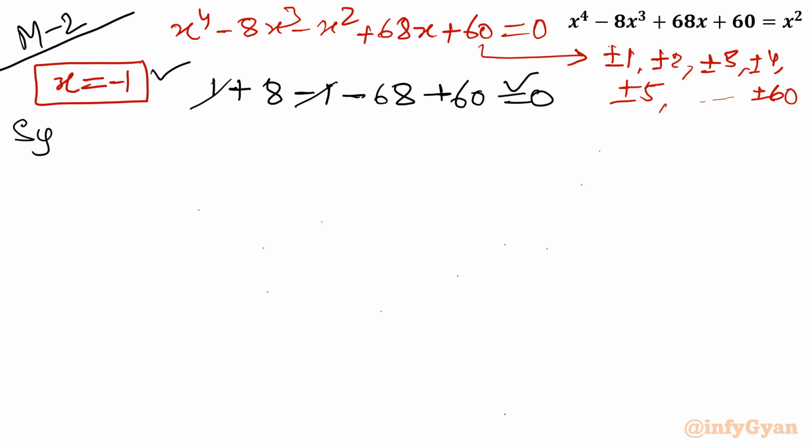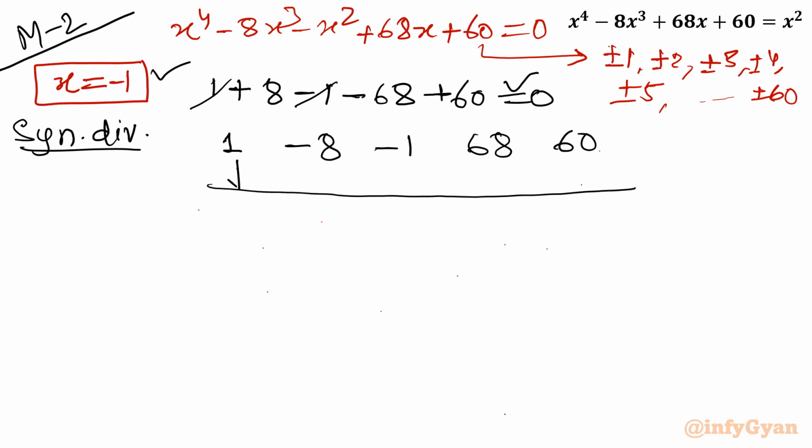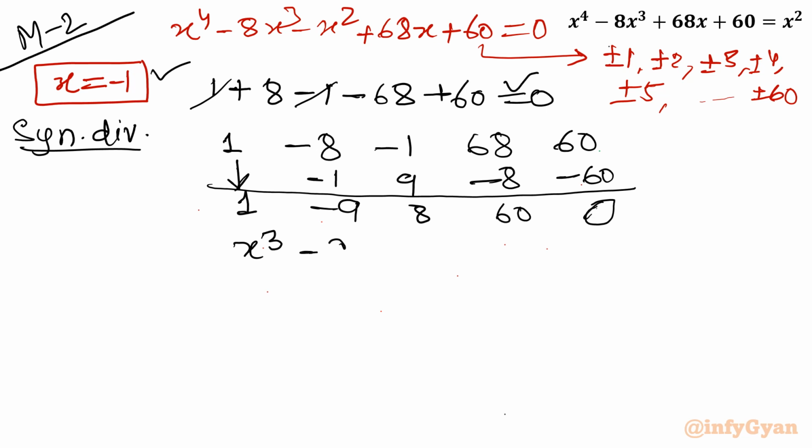Quickly we will use the synthetic division method. All the coefficients of the quartic equation: 1, minus 8, minus 1, 68, 60. Let me put one line over there, leading coefficient as it is. Now multiply: minus 1, minus 9, 9, 8, minus 8, 60, minus 60, 0. So the quartic is now converted into a cubic. Coefficients are 1, minus 9, 8, 60. So the equation will be x cube minus 9x square plus 8x plus 60 equal to 0.